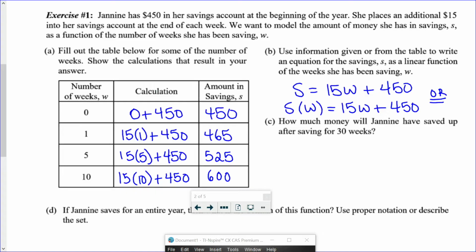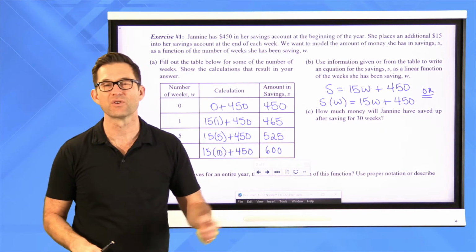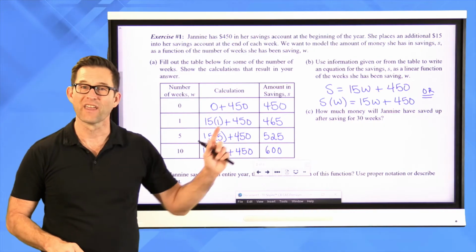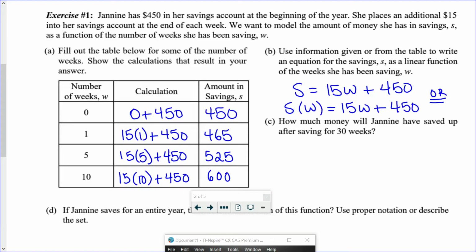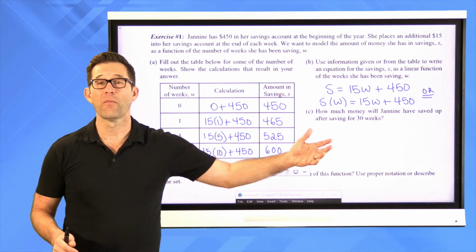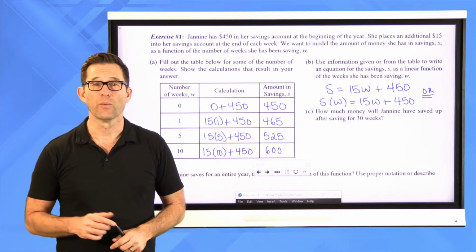The function notation is particularly helpful if later on we want to evaluate how much savings she has after a certain number of weeks, which, again, there's letter C. Let's take a look at that. How much money will Janine have saved up after saving for 30 weeks? All right, well, that's kind of the whole point of our model. Use our model now to figure out what Janine's savings will be after 30 weeks.